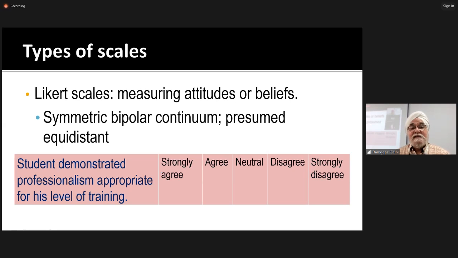When we use these scales in educational work, then one of our assumptions is that all the things are equidistant. Although we started with the premise that they are not equidistant, but here we begin with equidistant. So between strongly agree and agree, we think it's the same as between disagree and strongly disagree. So if you have a statement like this, that he demonstrated professionalism appropriate to his level of training, then you could possibly rank him on this scale.